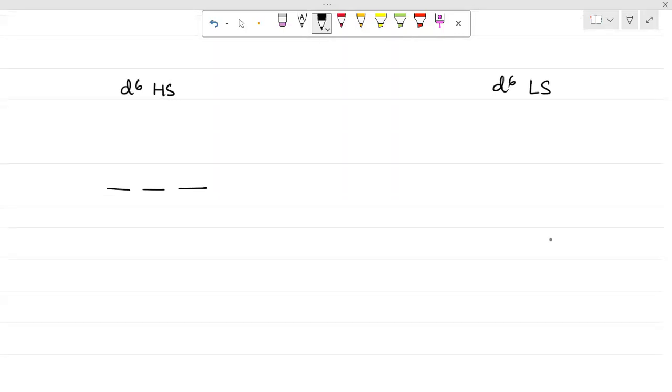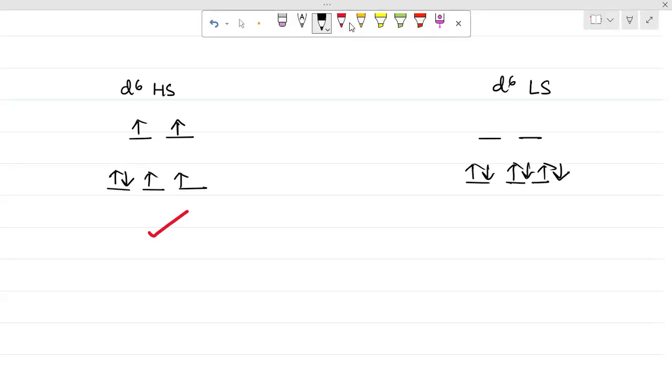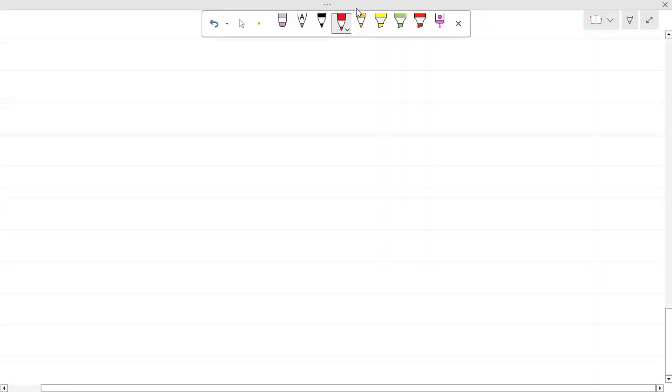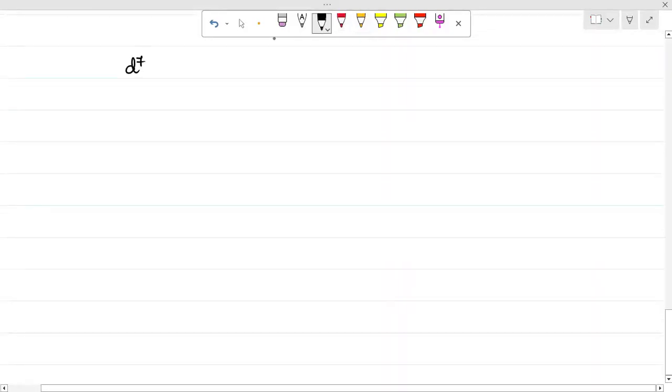So D6 high spin is where 1, 2, 3, 4, 5, and 6. Unsymmetrical electron distribution at T2G and hence orbital contribution will exist. While over here, if you can see, this is 1, 2, 3, 4, 5, 6. Symmetrical electron distribution and no orbital contribution. Okay, so I hope you understand. If there is some sort of unsymmetry in T2G, that is all that you have to test for.